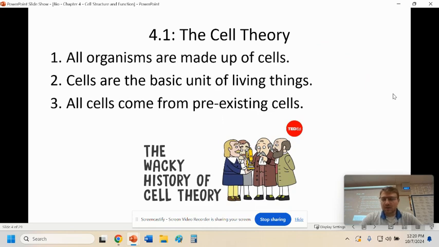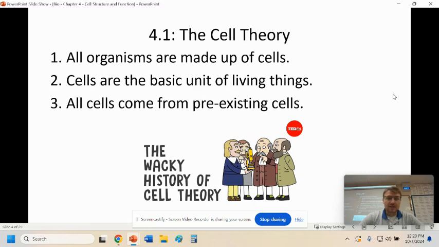Now, there are three parts to the cell theory. The first part is all organisms are made of cells. That's kind of obvious. If you're living, you're made of cells. You either have to be one cell, single-celled, unicellular, or multicellular, made of many cells. So again, if you're living, you're made of cells.